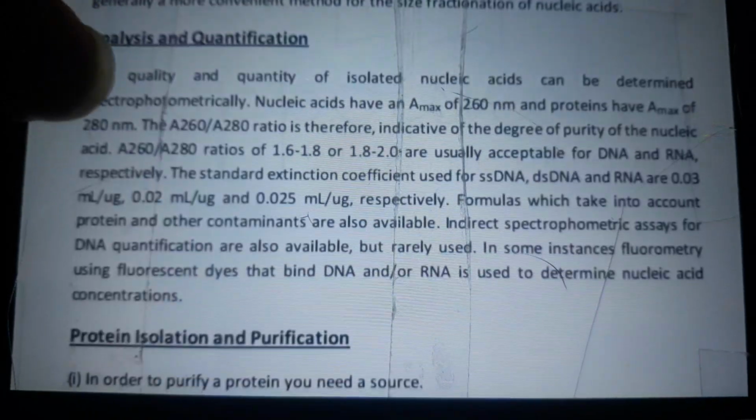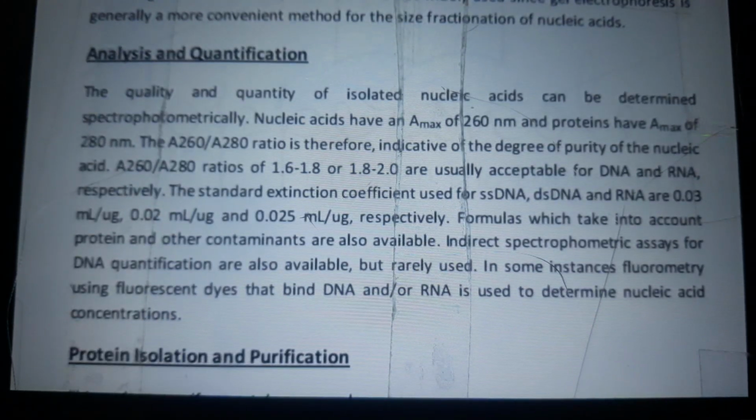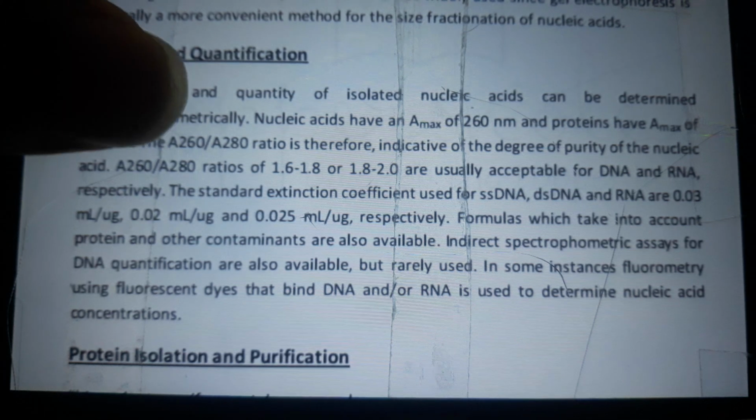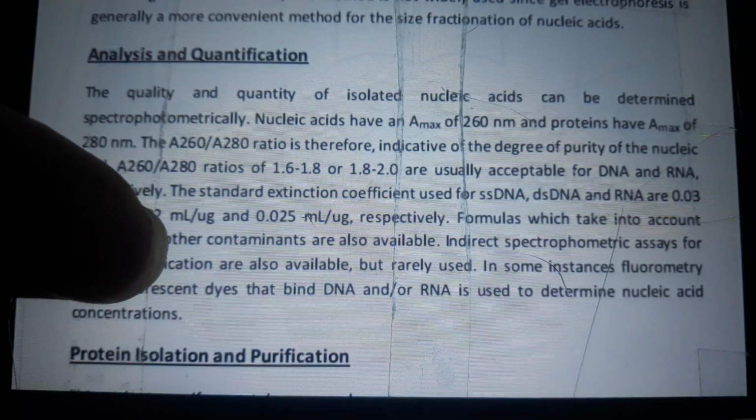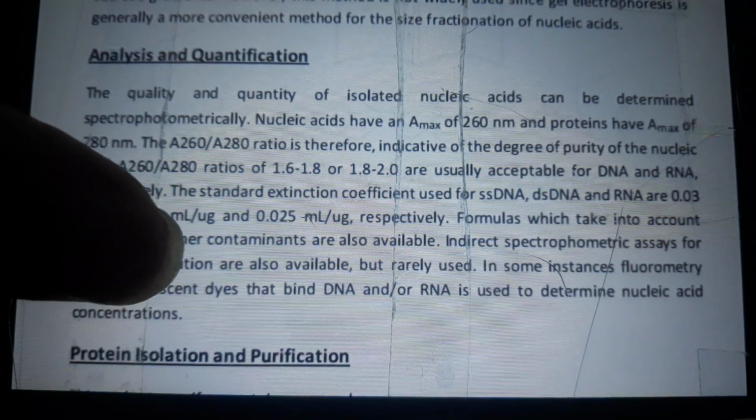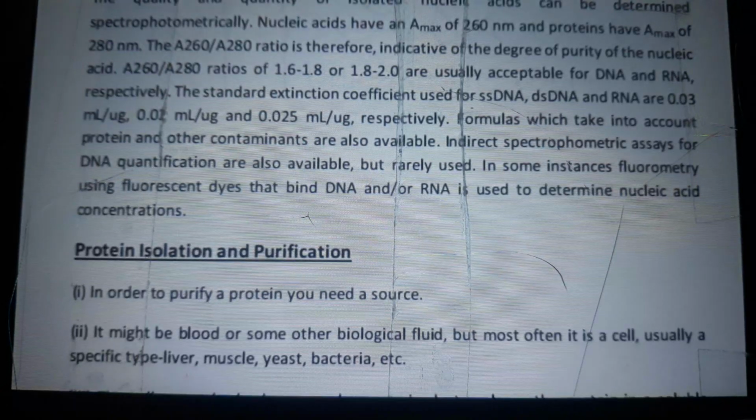Nucleic acids can also be separated according to size by rate zonal centrifugation on sucrose gradients. However, this method is not widely used since gel electrophoresis is generally a more convenient method for the size fractionation of nucleic acids. Analysis and quantification.